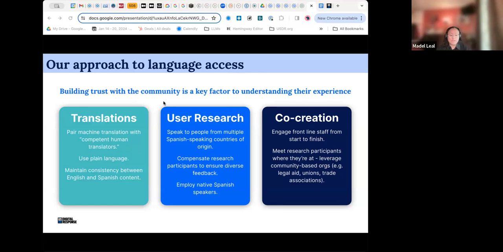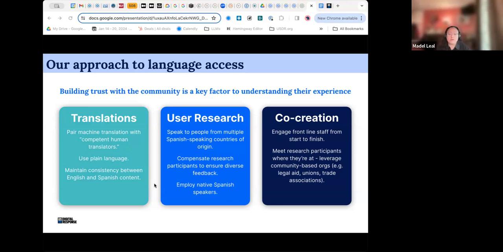And consistency between English and Spanish content, we found, is essential for coherency and clarity. By maintaining consistency in terminology, tone, and messaging across languages, we ensured a seamless user experience and minimized confusion or discrepancies between the two versions.